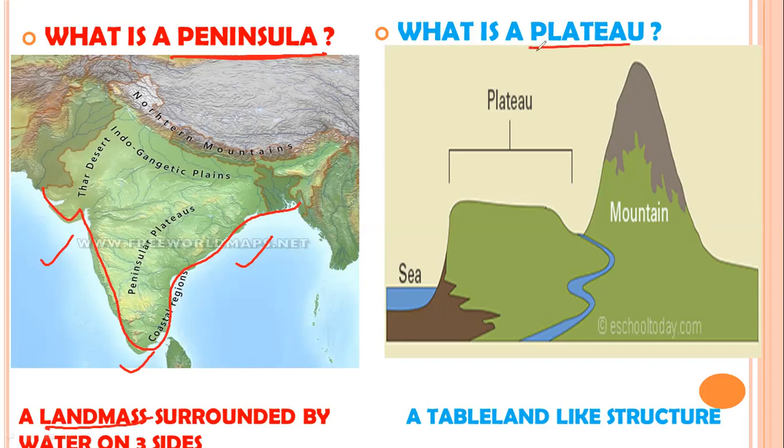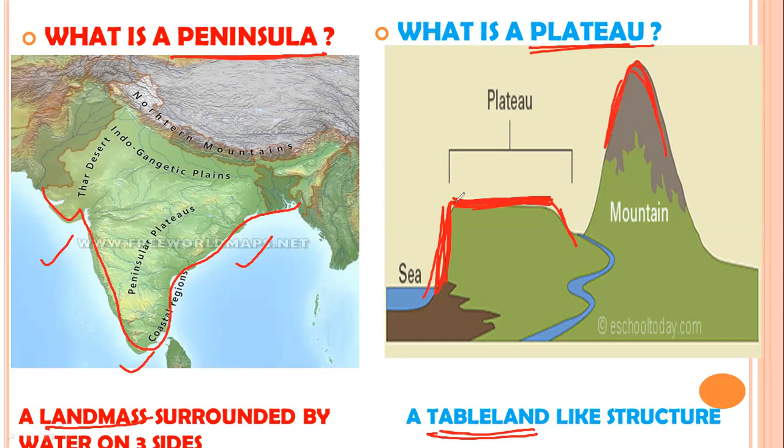Now the second term is, what is plateau? Plateau is a tableland like structure. Imagine sitting on your table for studying purpose. That table is nothing but a plateau because it has a raised surface but a flat top. The main difference between a tableland and a mountain is that a mountain has a peak whereas a plateau has a flat surface. It is raised above the ground, but the surface is flat.